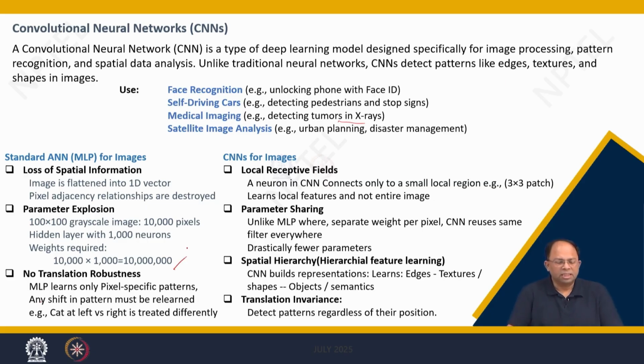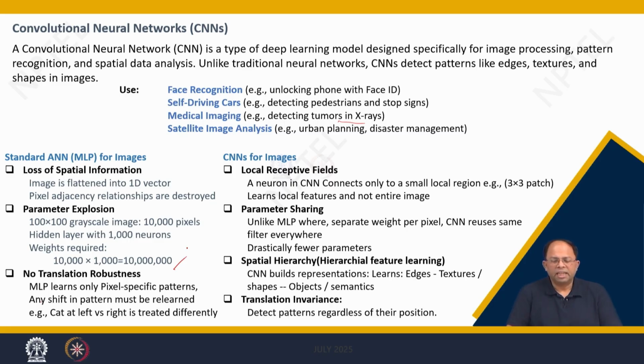The other thing is there is no translational robustness, meaning MLP learns only pixel-specific patterns of a particular image. As soon as this pattern changes, it would be very difficult to identify anything within that image. For example, suppose there is a cat on the left side in one image and another image with a cat on the right side. Based on the training, we will not be able to detect the cat because its position has changed.